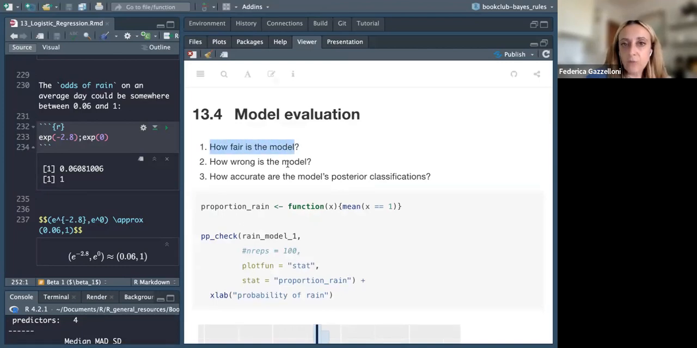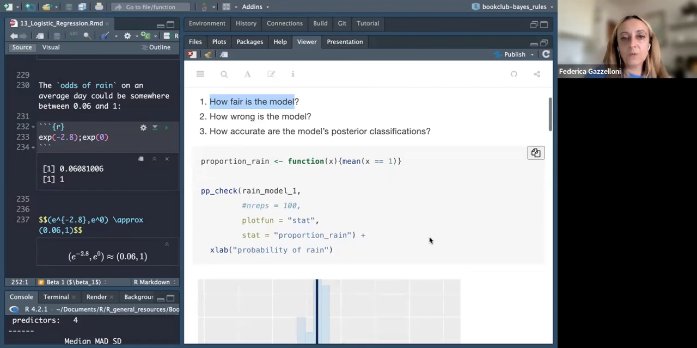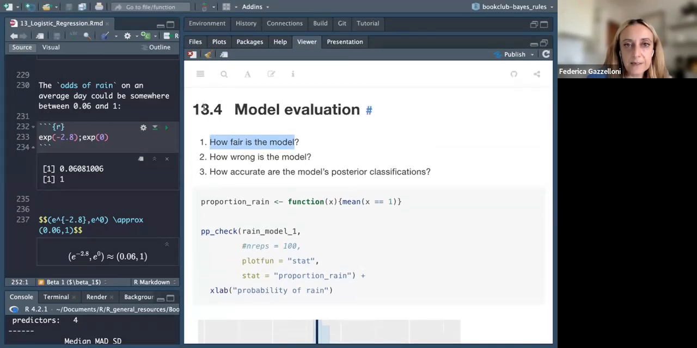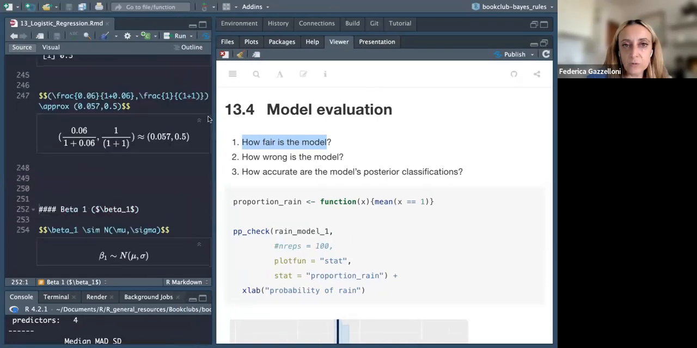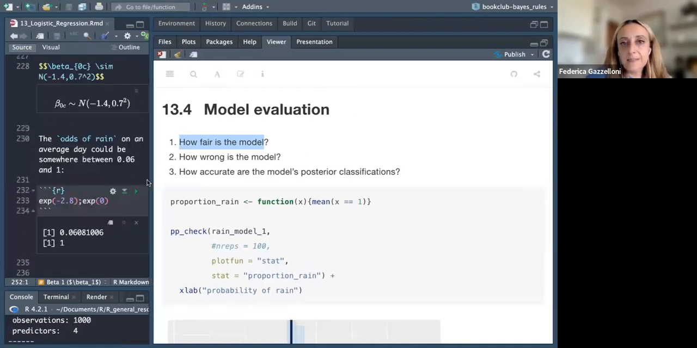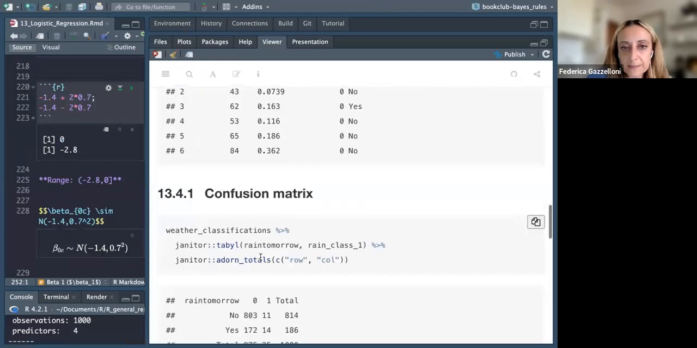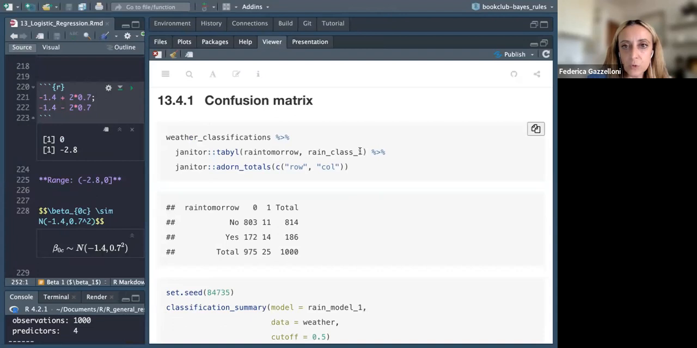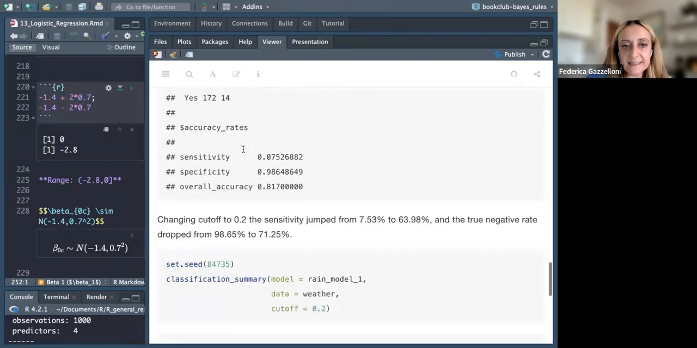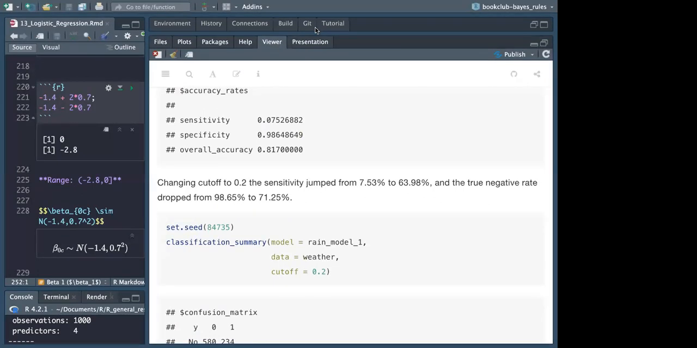So how fair is this model? How wrong is this model? And how accurate is this model? We have 5 minutes left. So I don't know, what would you like to do? Like to stop here and end this, the last two for next week? Or because this is just the confusion matrix that we apply to a model, go ahead and finish explaining the chapter. I'm not sure if we have another book club right after this either. Okay.